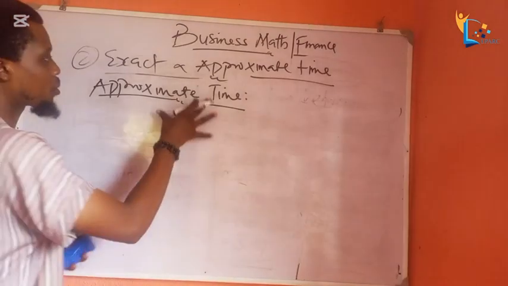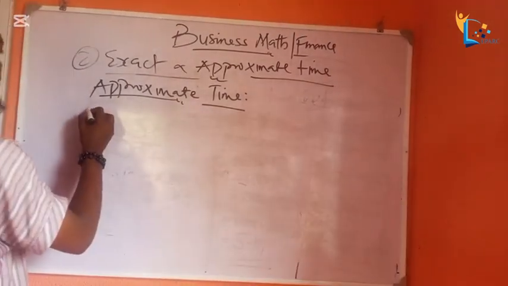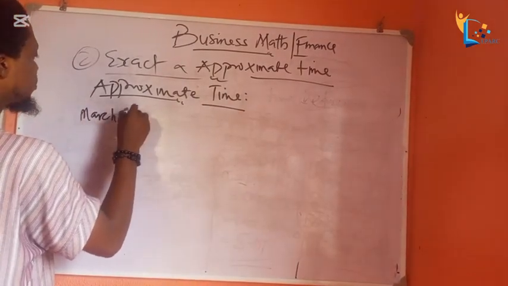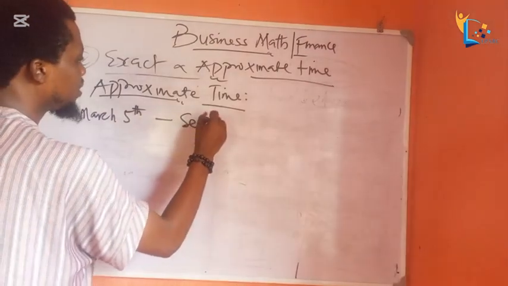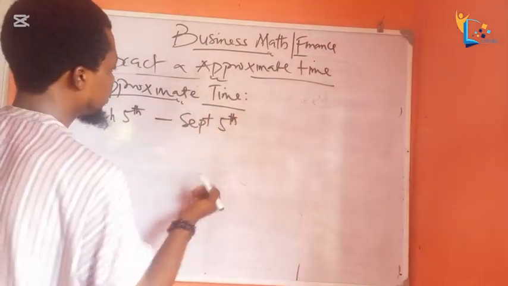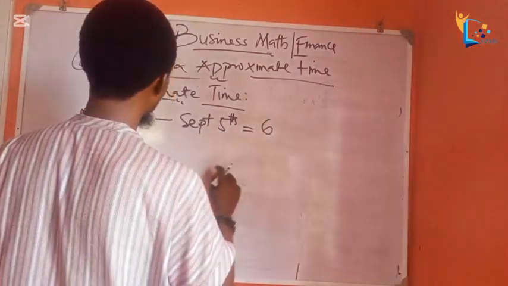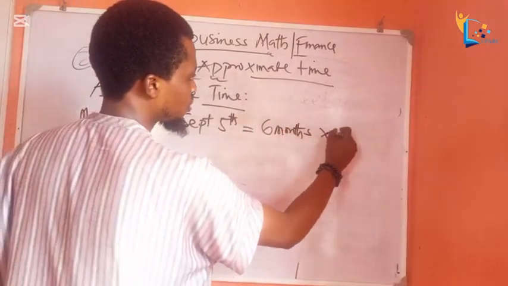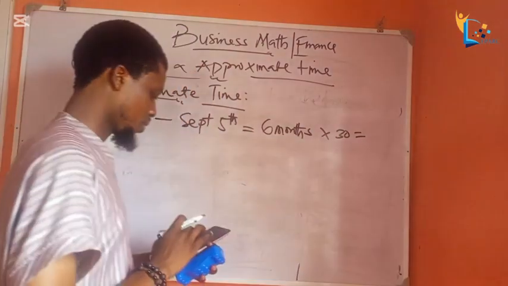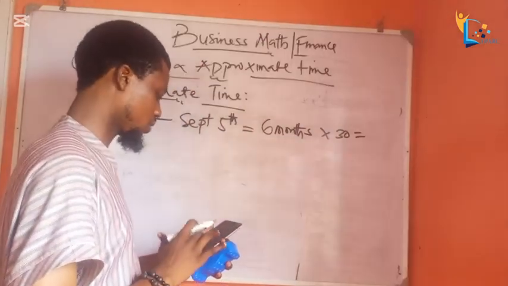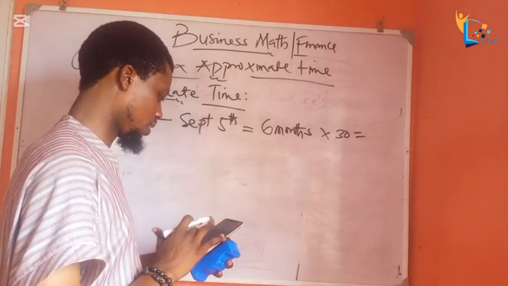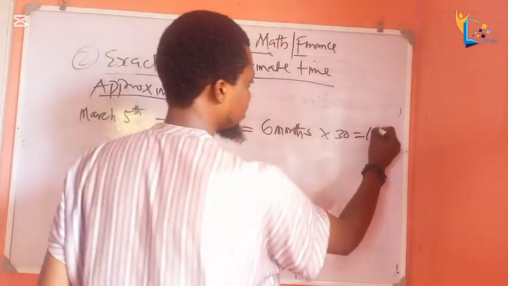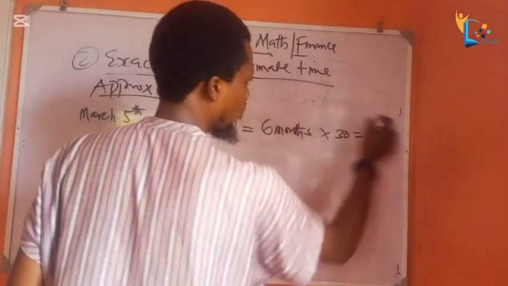Are we together? Now for approximate time, this is how we solve for it. We'll count from March 5th to September 5th. That will give us the number of months, which is 6 months. Then we'll multiply it by 30. 30 times 6 is 180. So that is 180 days.